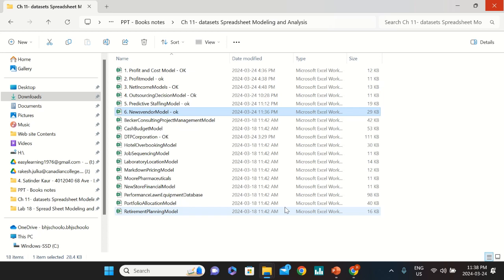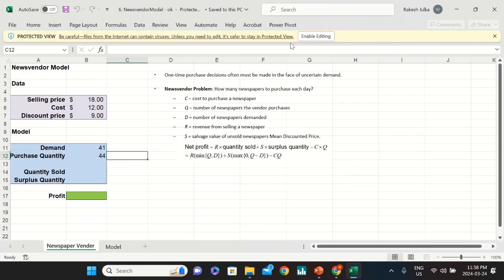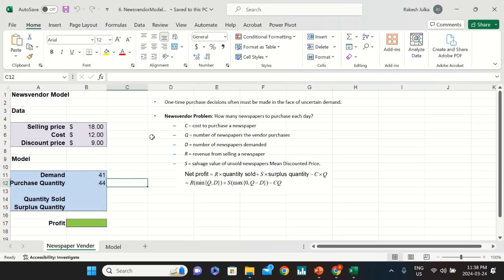In this video, I am going to explain the Newsvendor model. I will explain spreadsheet modeling and analysis with regard to newspaper vendors. I just opened this file, and in this file you will find some information. For example, this is the Newsvendor model and data is available.